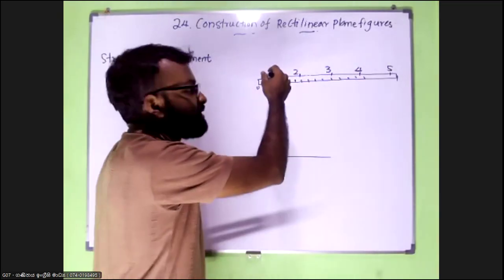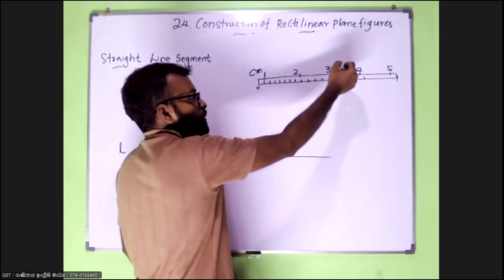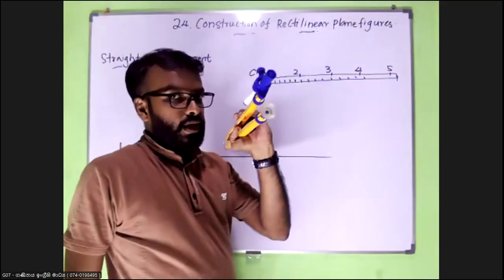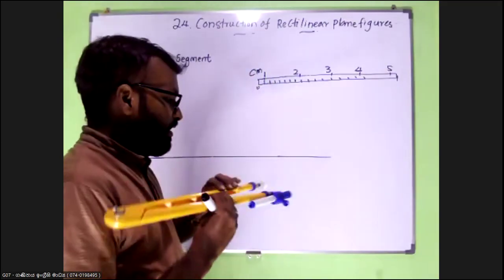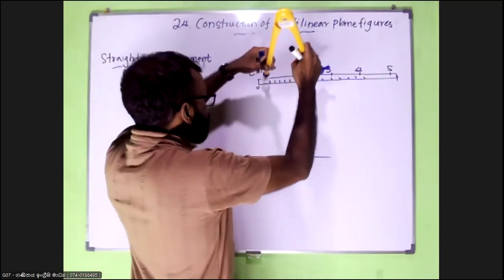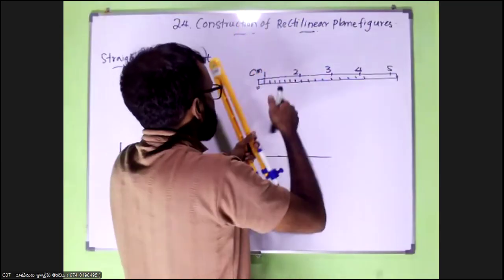This is my centimeter scale. 1 centimeter, 2 centimeter, 3 centimeter, 4 centimeter, and 5 centimeter. Right? And this is my compass. And I will take my compass and put my point somewhere around here. Right?